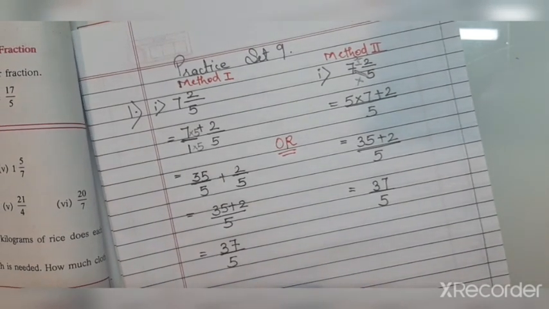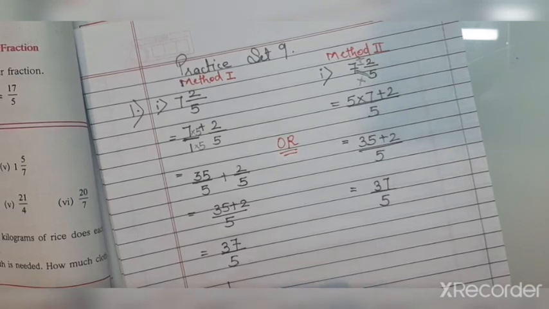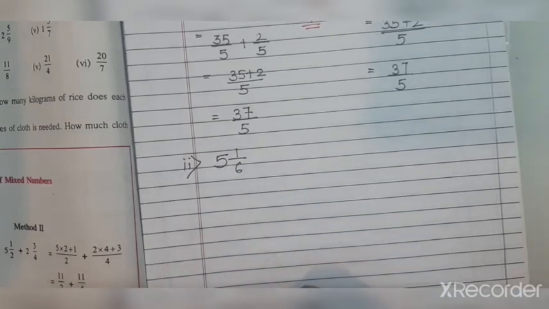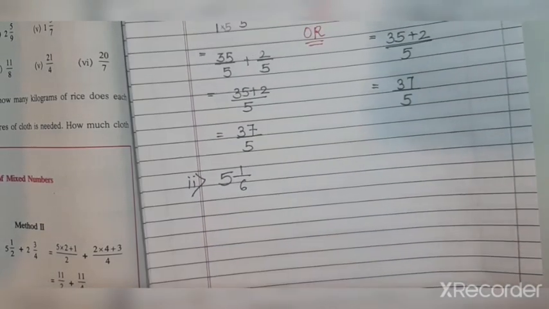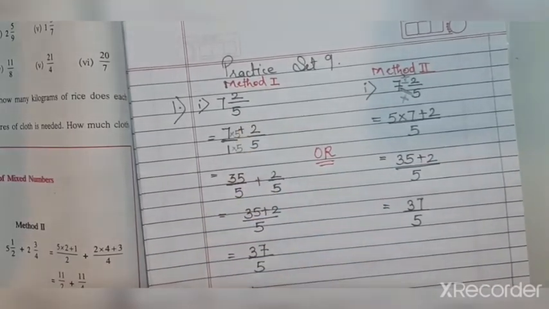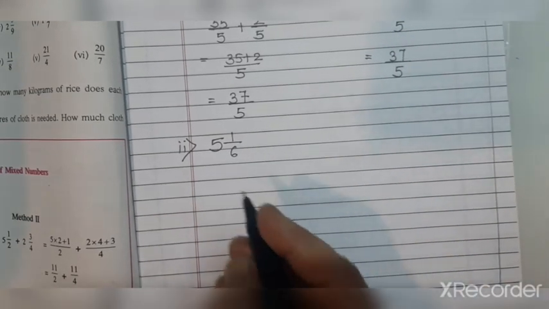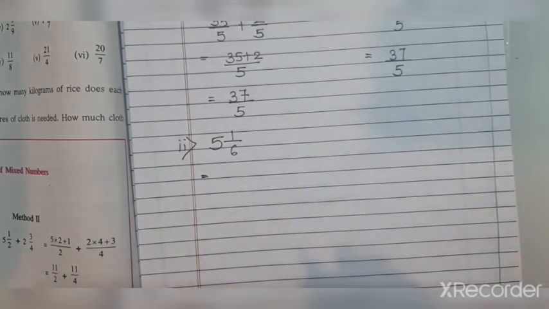Second sum is 5, 1 upon 6. Now I will solve this particular exercise with the first method. And then maybe the next exercise I will solve by the second method. So now here if you see, what is the first method?